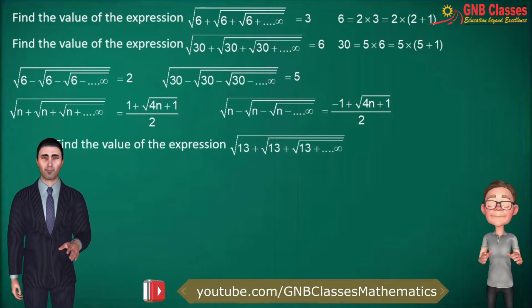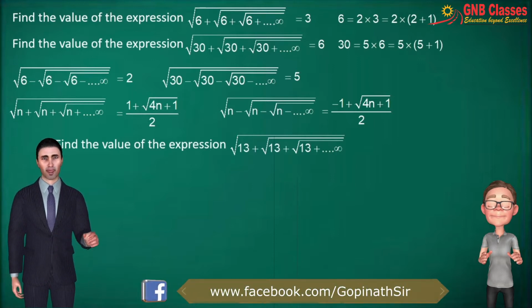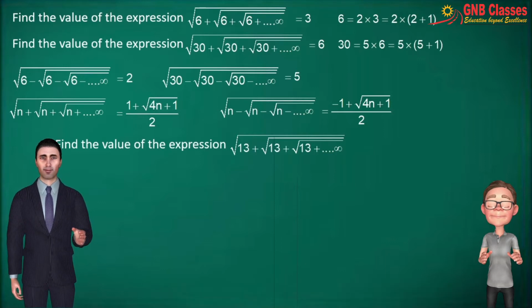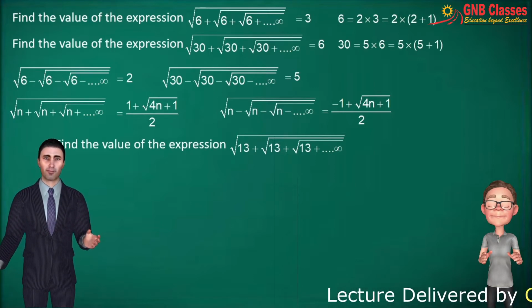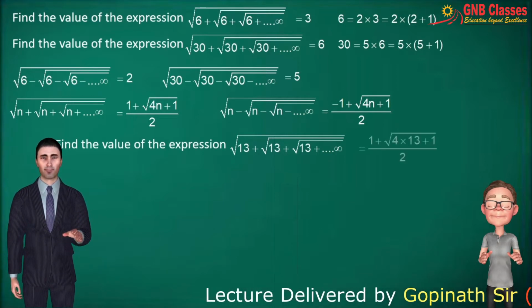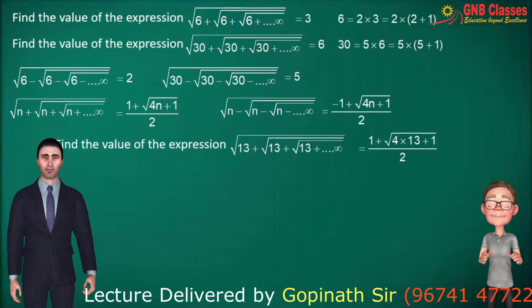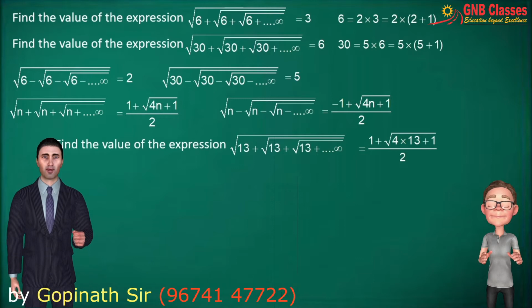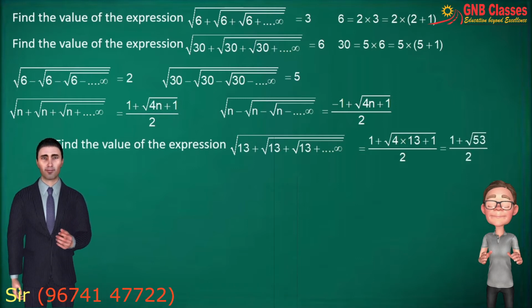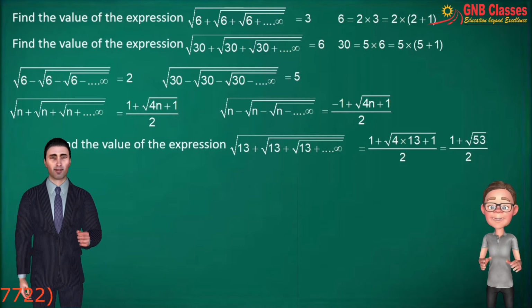Find the value of the expression under root 13 plus under root 13 plus under root 13 till infinity. Here we can see that 13 cannot be resolved in k into k plus 1 form. Now, since there is a plus sign in between, we are applying the formula 1 plus under root 4n plus 1 divided by 2. We get 1 plus under root 4 into 13 plus 1 divided by 2. Here n is 13. Therefore my answer is 1 plus root 53 divided by 2. Have you understood this? Yes, sir.